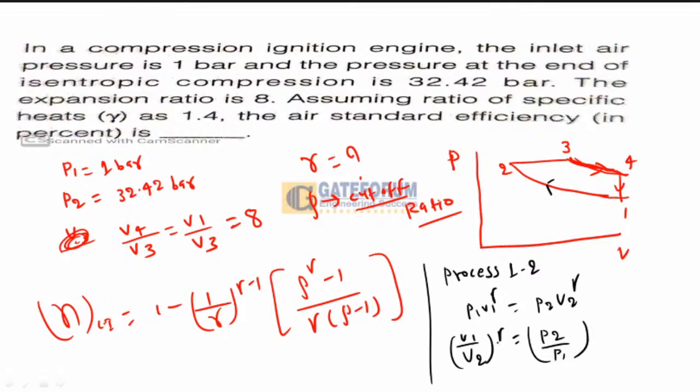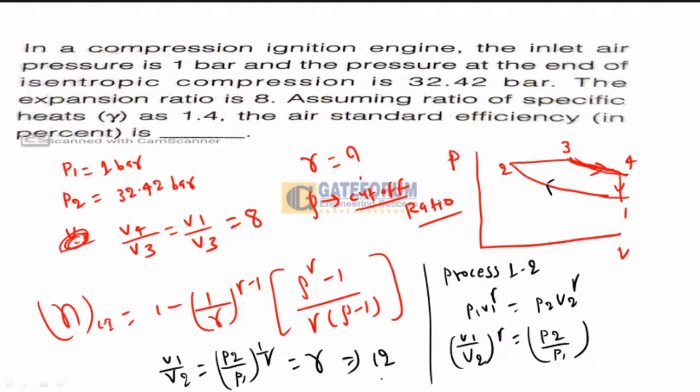Okay, so here you can calculate v1 upon v2. You can write v1 upon v2 equal to p2 upon p1 to the power 1 upon gamma, and this is nothing but v1 upon v2, which is also known as r. If you solve, you will get the value of r, the approximate compression ratio, which is 12.